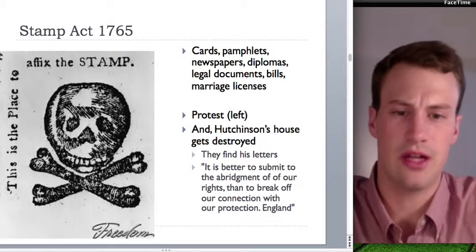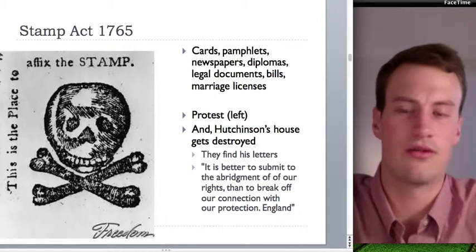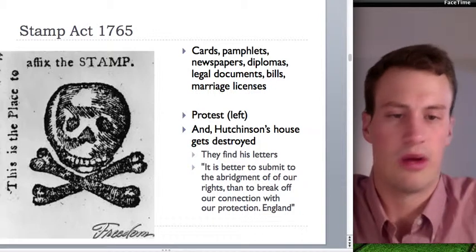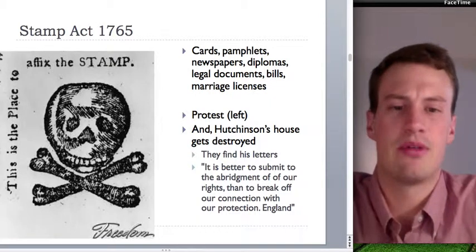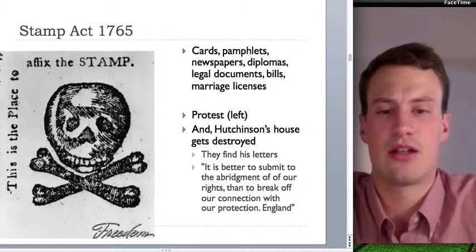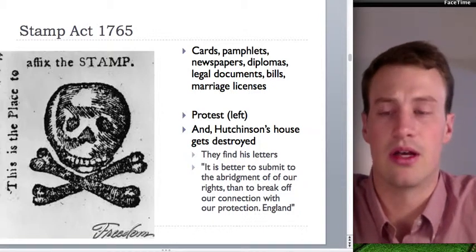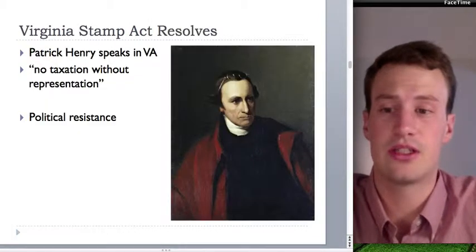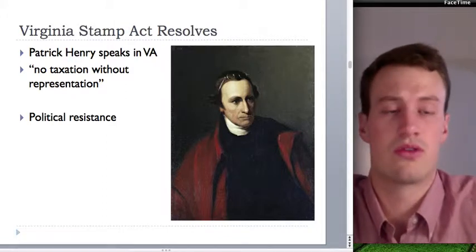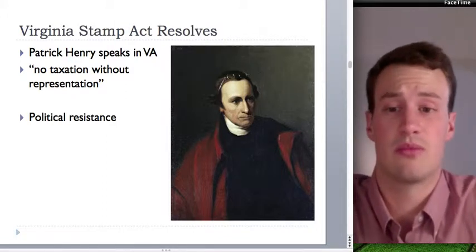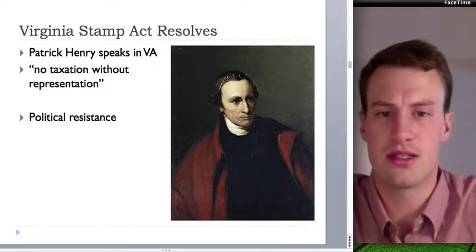Some newspapers threatened to shut down. Angry colonists, as we talked about, tarred and feathered. They were known to bury tax collectors alive to try to get them to resign. And we talked about how Hutchinson's house was destroyed and all of his letters were stolen and published, and it got pretty dicey. Eventually, down in Virginia, the resistance comes from Patrick Henry, who coins the term "no taxation without representation." So we have both this physical resistance and this political resistance.